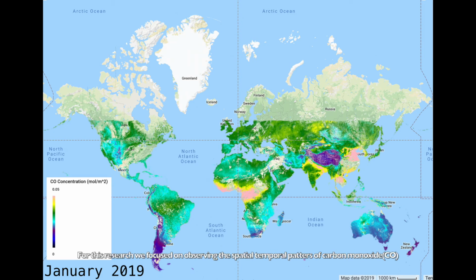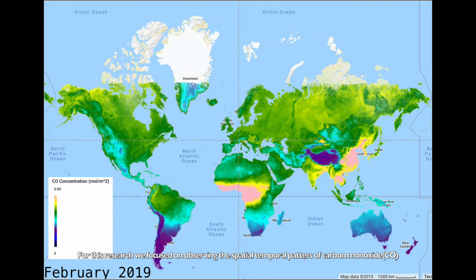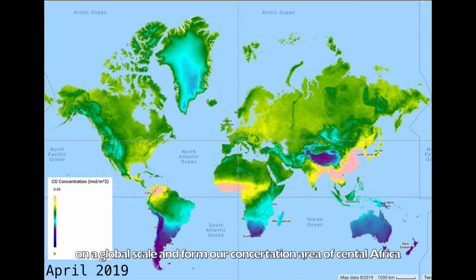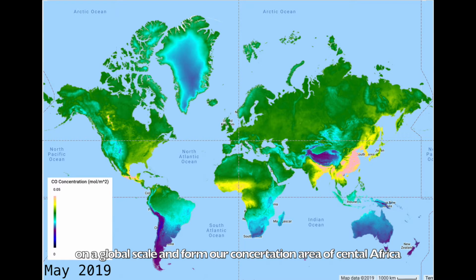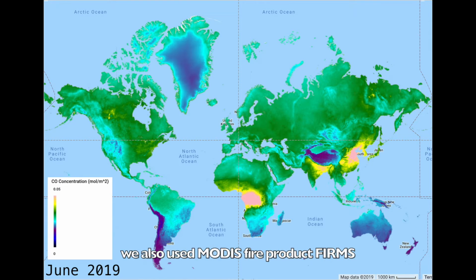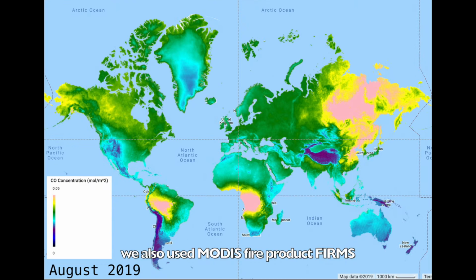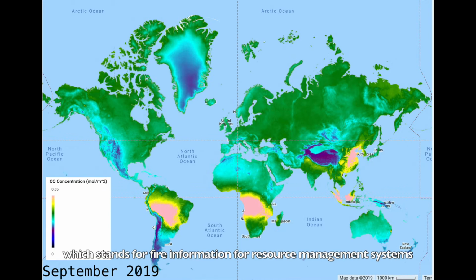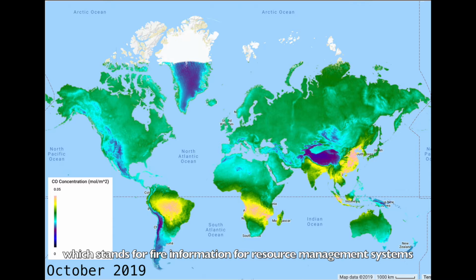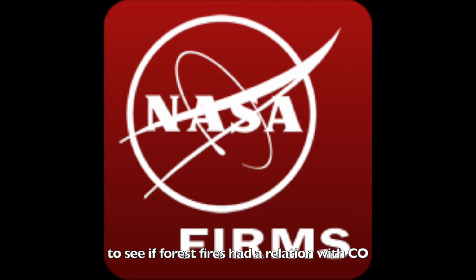For this research, we focus on observing the spatial temporal patterns of carbon monoxide on a global scale and for a concentration area of Central Africa. We also use MODIS Fire Product FIRMS, which stands for Fire Information for Resource Management System, to see if forest fires had a relation with carbon monoxide.